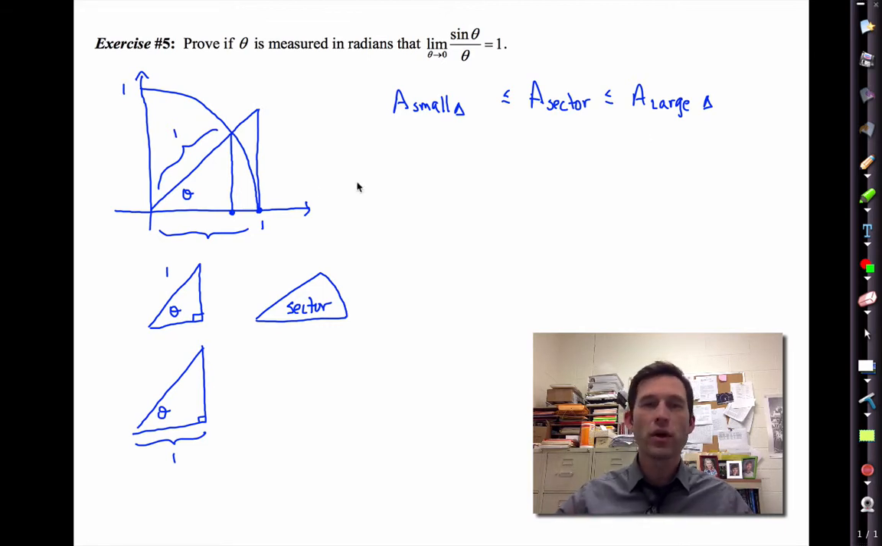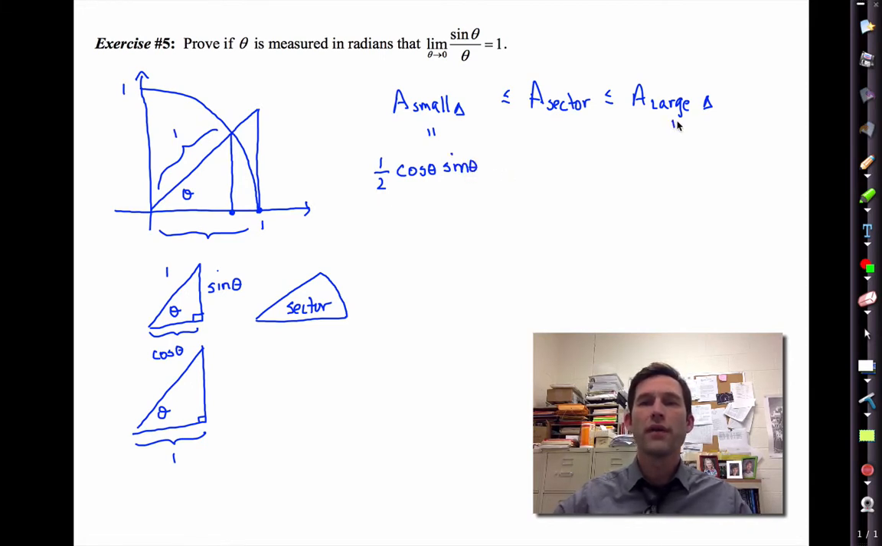So what we're going to do now is figure out the area of the small triangle, the area of the sector, and the area of the large triangle in terms of theta and some trig functions. Let's start with the small triangle, this thing. Now, as we all know, the area of any triangle is 1/2 of its base times its height. But the base of this small triangle is, by definition, the cosine function. And the height is, by definition, the sine function, right? That's just the definition of sine and cosine. So the area of the small triangle is 1/2 cosine times sine.